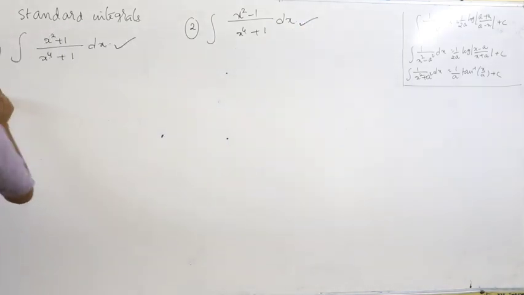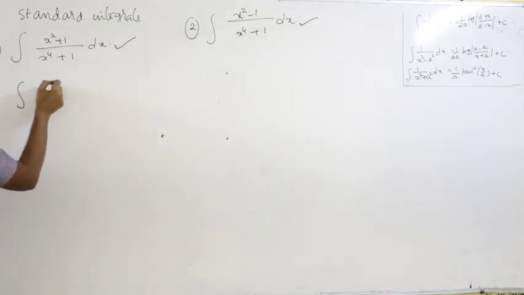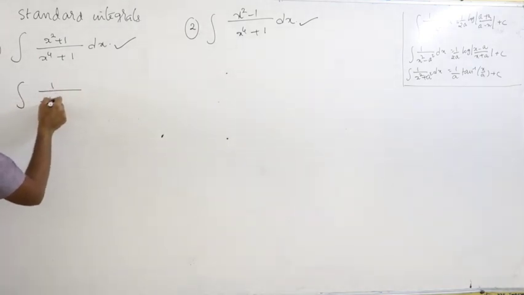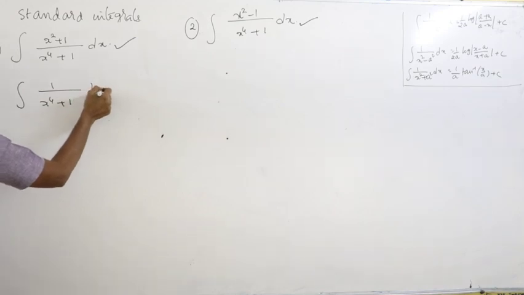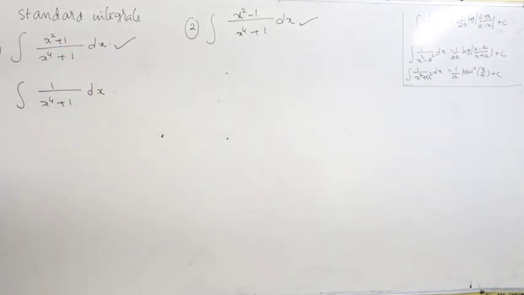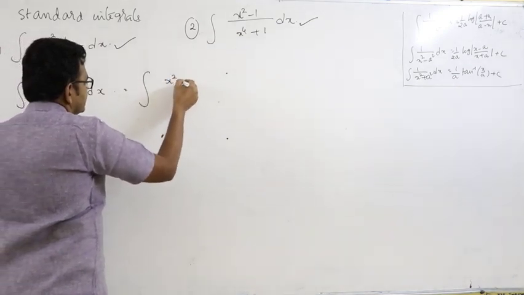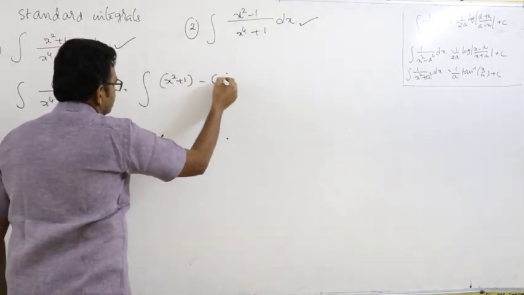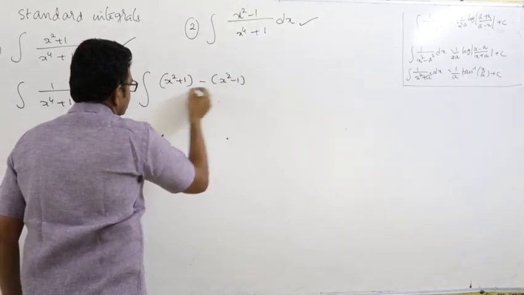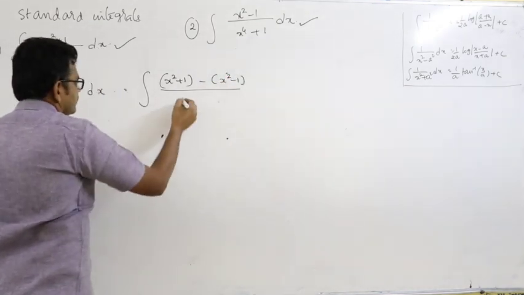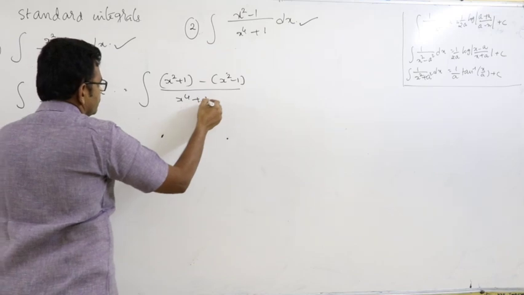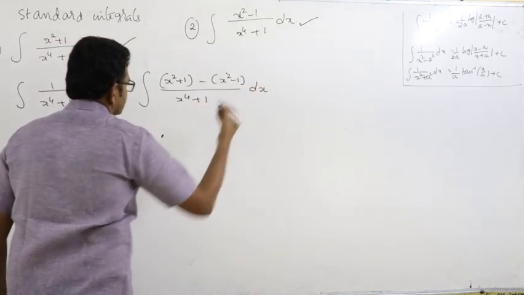Next one, evaluate the integral of 1 by x power 4 plus 1 dx. This you write as the integral of x square plus 1 minus of x square minus 1, by x power 4 plus 1 dx.